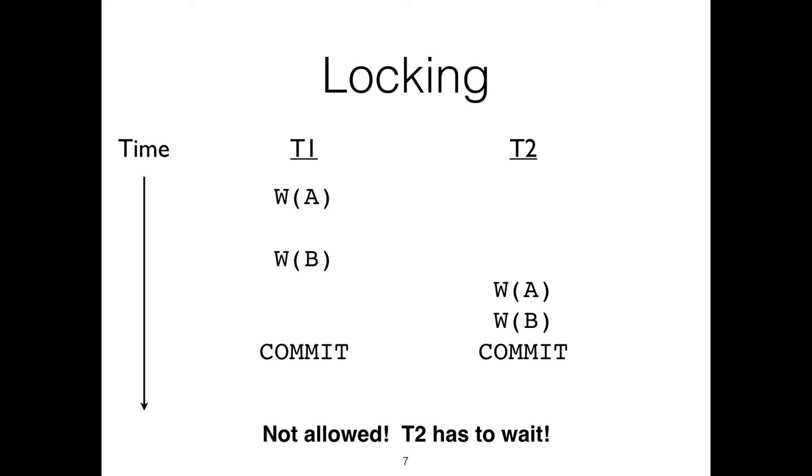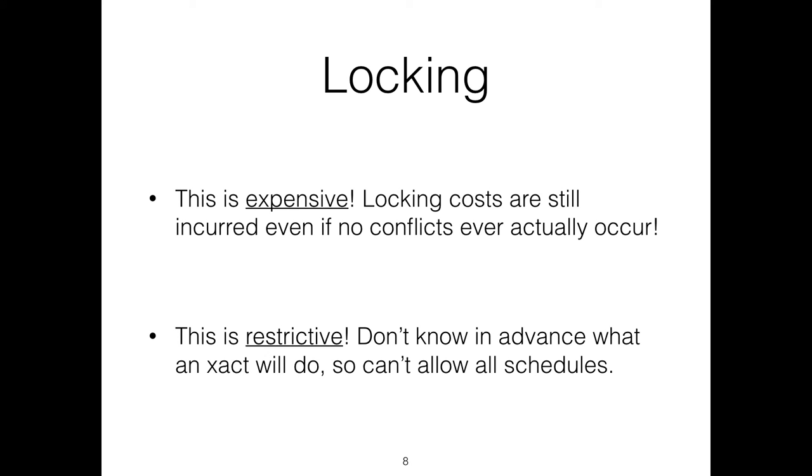Under locking, this sequence of operations wouldn't be allowed because until transaction one actually commits, transaction two can't proceed because we don't know whether transaction one is going to need to access A, B, or possibly another variable that could create a conflict later on. In other words, we can't predict the future, so until transaction one actually says, okay, I'm done, we don't know what it's going to do. So we have to cause transaction two to sit there and wait until transaction one gets around to finishing. This is incredibly expensive.